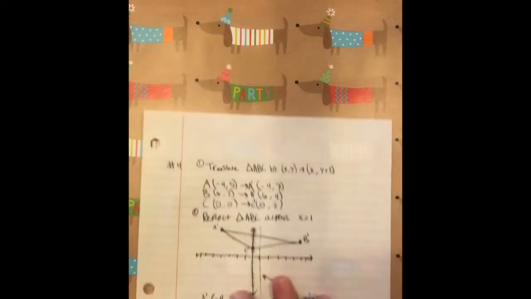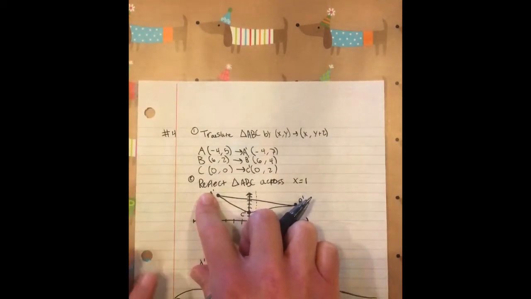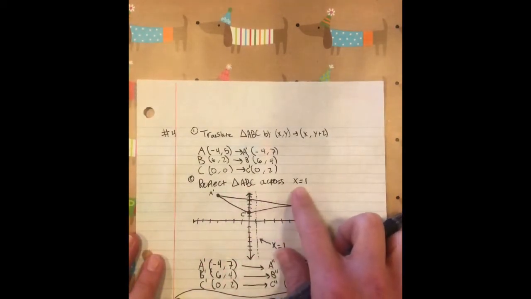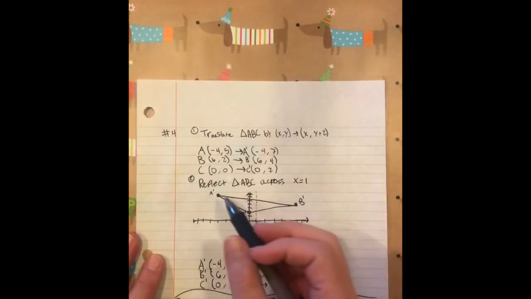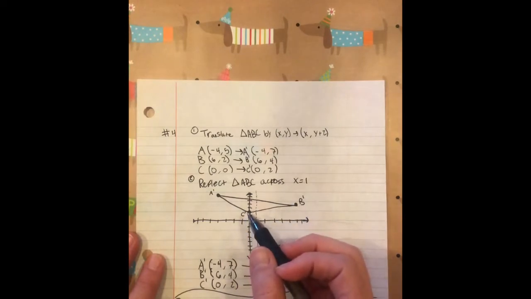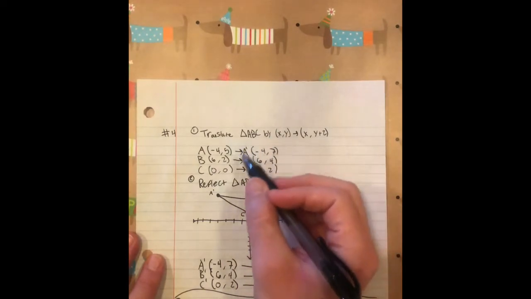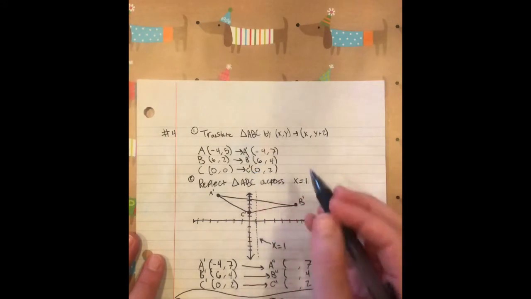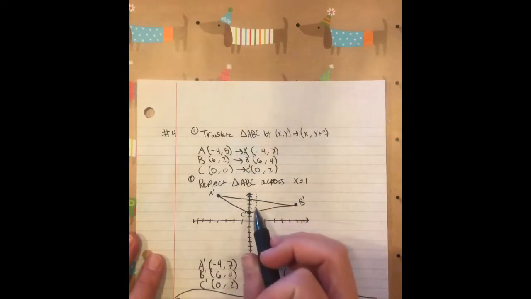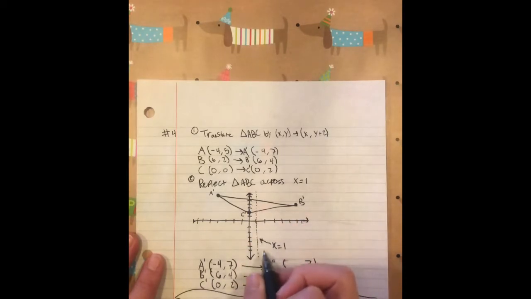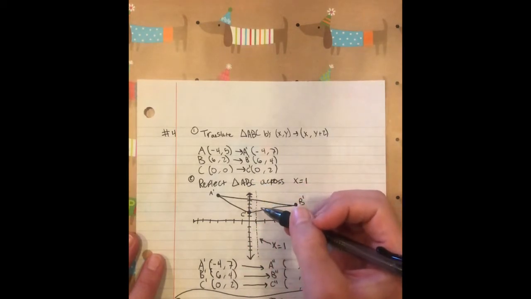Now, next, reflect this triangle across the line x equals -1. So I went out and I drew A prime, B prime, and C prime. I mapped out these points. So what we're going to do is reflect it across this line right here. This is x equals -1. So how do we do that?